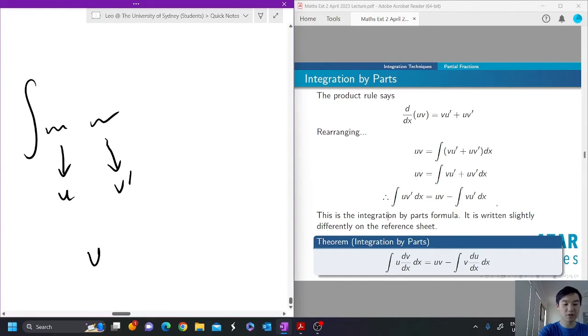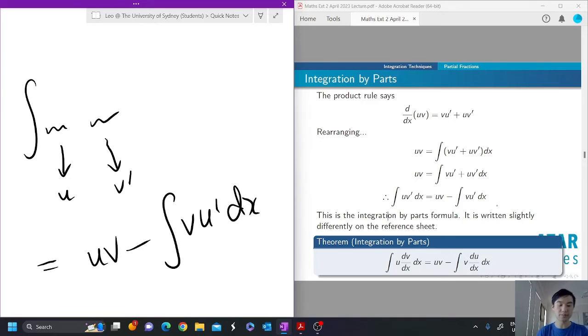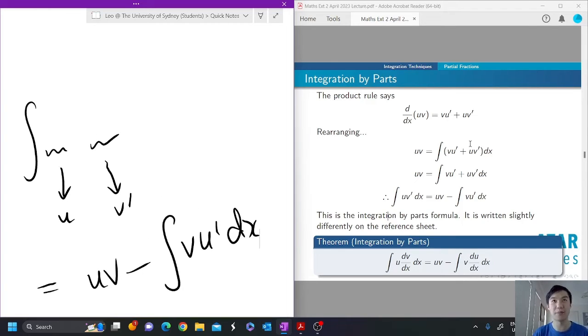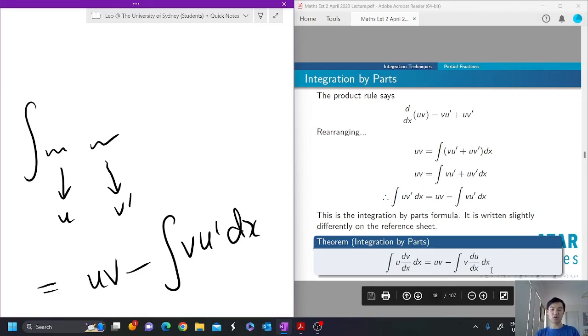Then afterwards you can say that this is the same thing as uv minus the integral of v u dash. And this all comes from the product rule, and then we just rearrange it. You can see here I integrated both sides. I said uv is equal to that thing, and then I basically took this to the other side and subtracted that. So basically it's on your reference sheet. This is what it looks like.